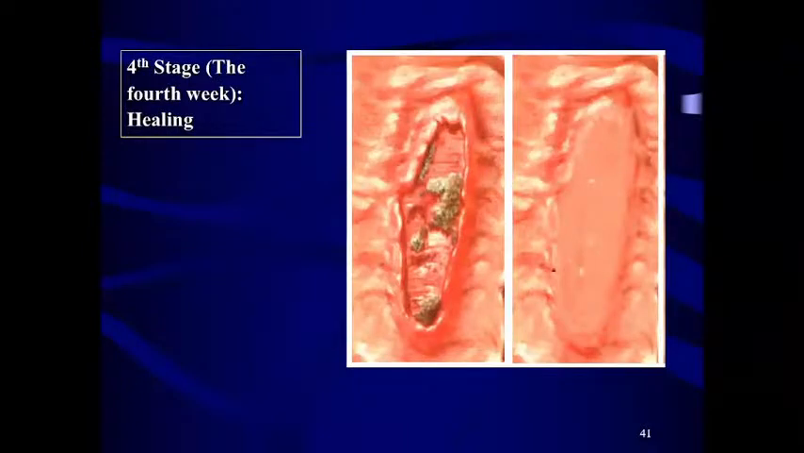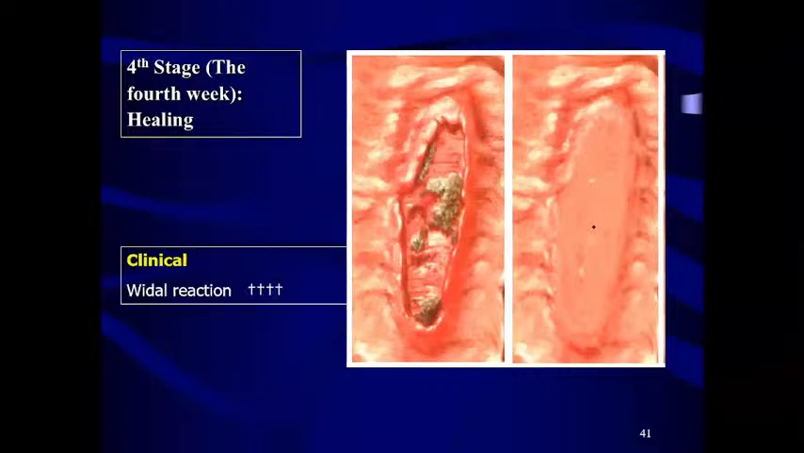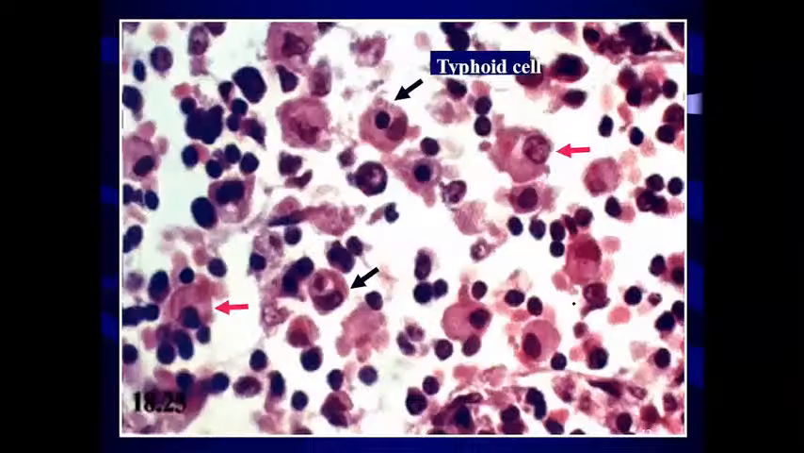So week 4, we have seen this was week 3. We start healing. And here, mainly you want to depend on Widal. At microscopy, at cytology level, these are the transformed histiocytes. These are the macrophages or histiocytes. We call them the typhoid cells. You're able to see them.